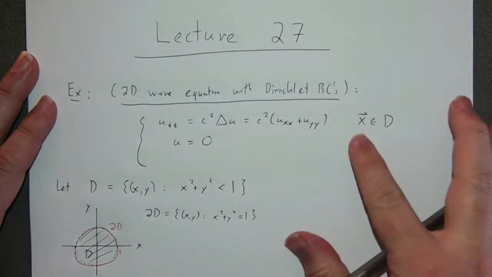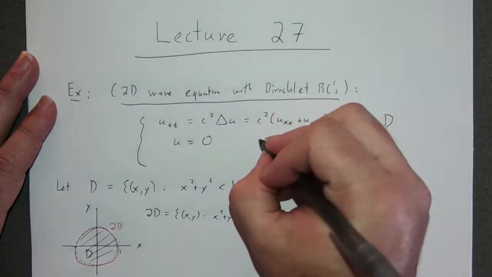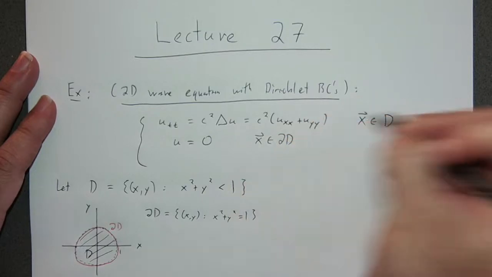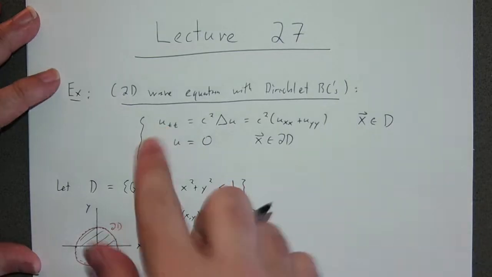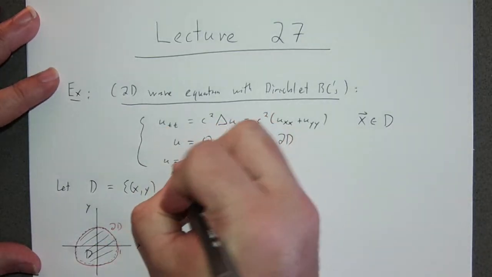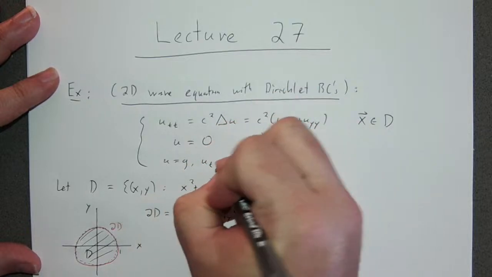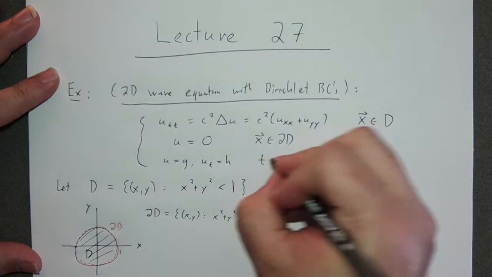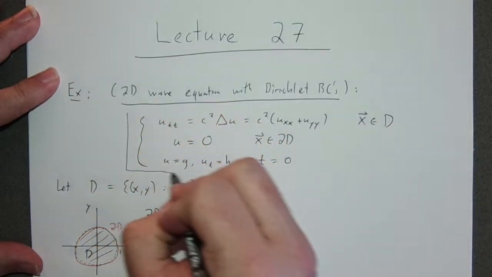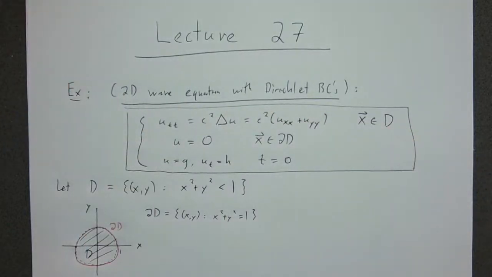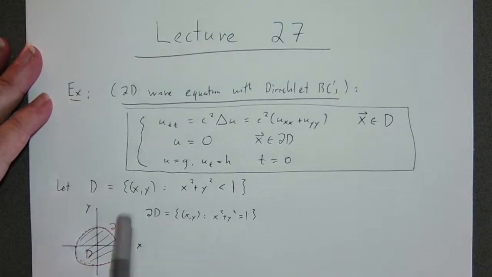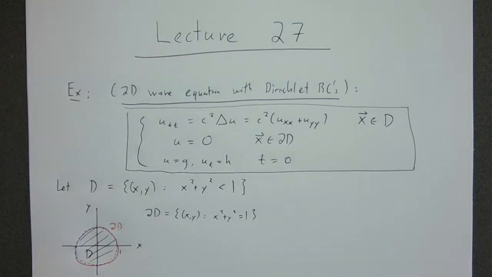We'll write this as a vector, for x in the boundary. And then we have the initial displacement and initial velocity: u is equal to g, u sub t is equal to h when t is equal to 0. This is my 2D wave equation for some domain D. In this particular instance, let's just pick D to be the open unit disk, whose boundary is the unit circle.